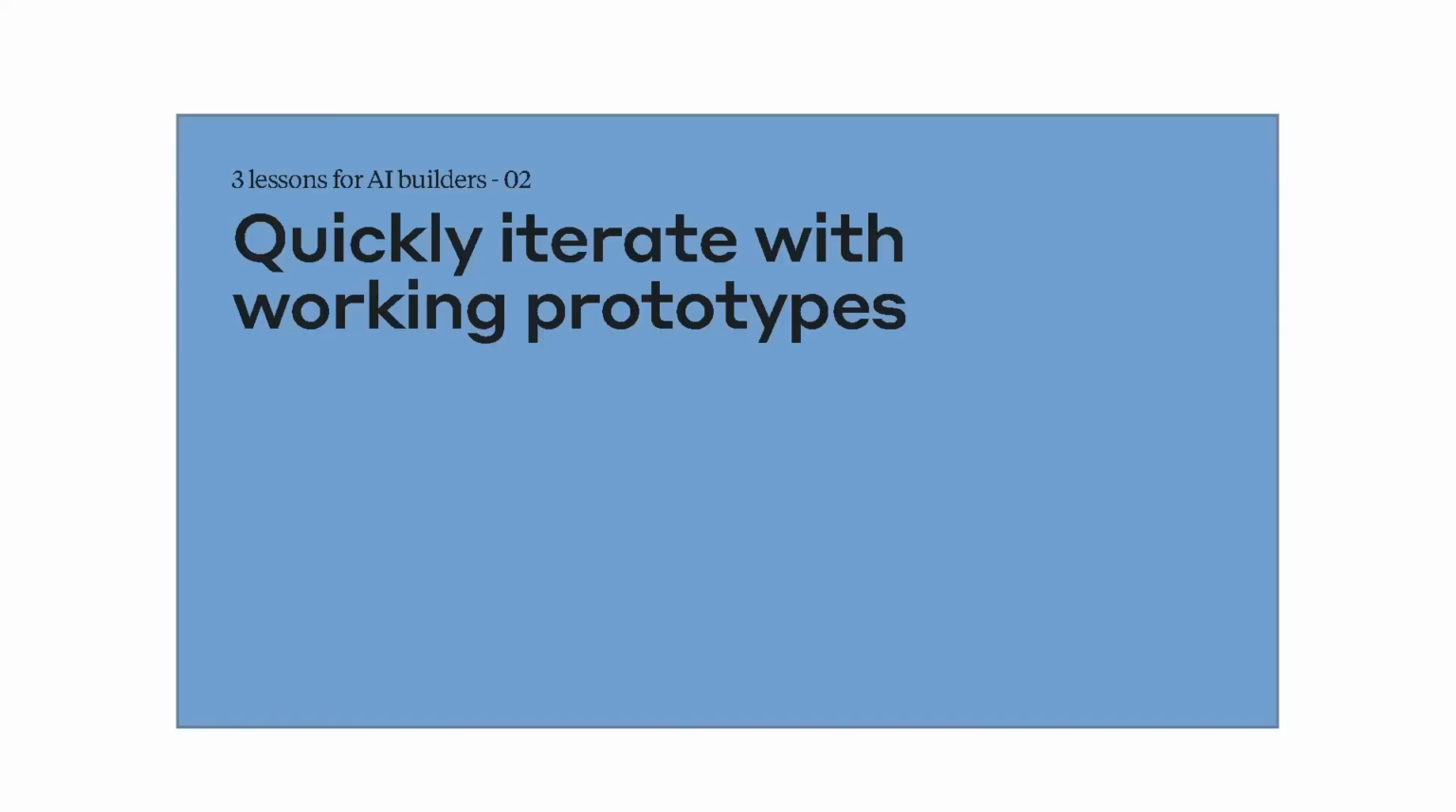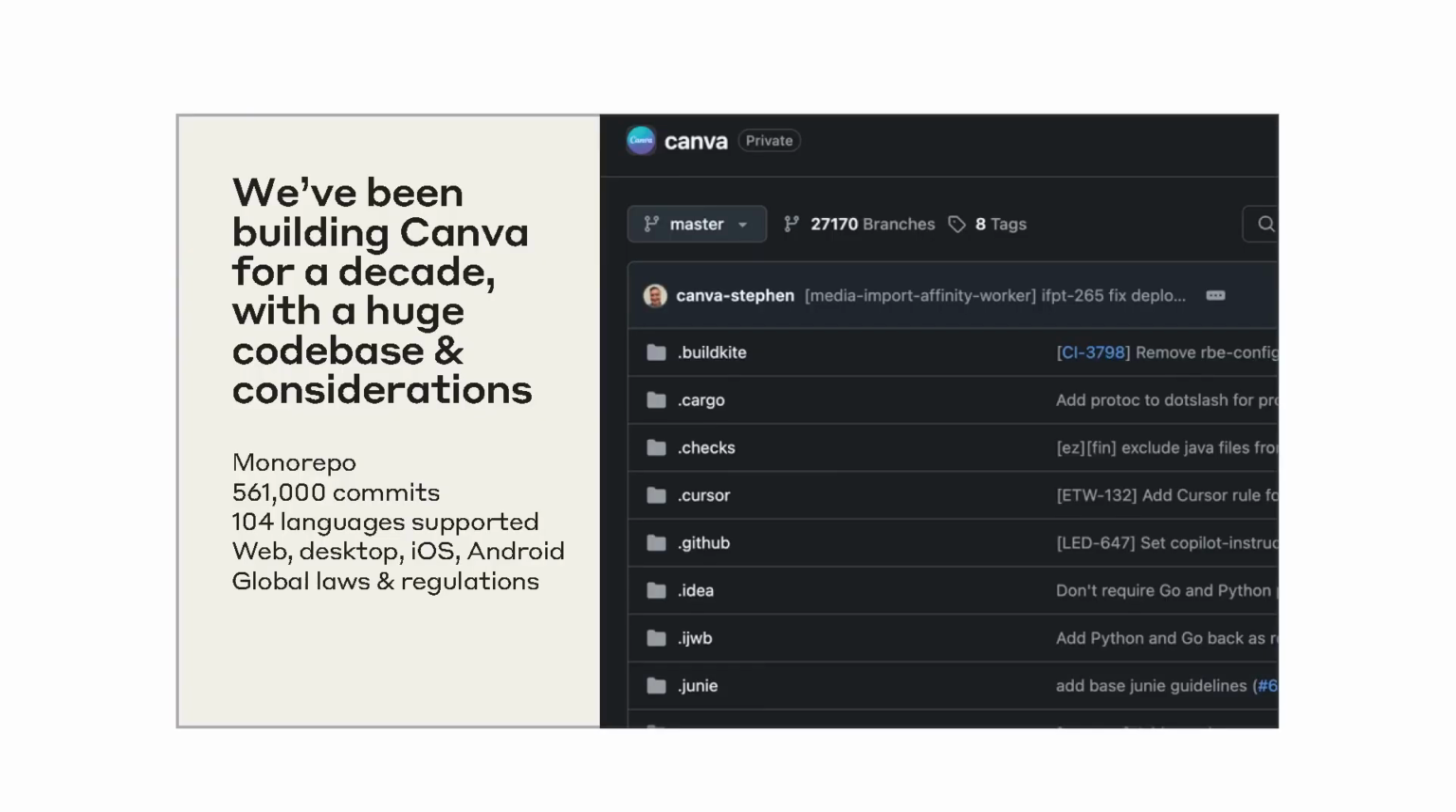The second lesson is we are absolutely in love with the power of building functional prototypes. If you don't know, we have a monorepo at Canva with just about 500,000 commits over the past decade. We support more than 100 languages, many different platforms. There are also global laws and regulations in all the environments we operate in. We have enterprise customers with a lot of contracts, SLAs, and all that kind of stuff.